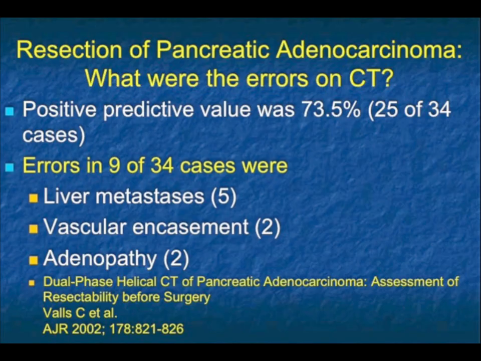Now, this is an older article, but when it looks at the errors in staging pancreatic cancer, where are the errors? It's still there. Small liver mets or tiny mets on the liver surface. Vascular encasement were pretty good. And these days, if it's only minimal vascular encasement, they'll be able to operate anyway, and adenopathy. If we see larger nodes, we'll call them.